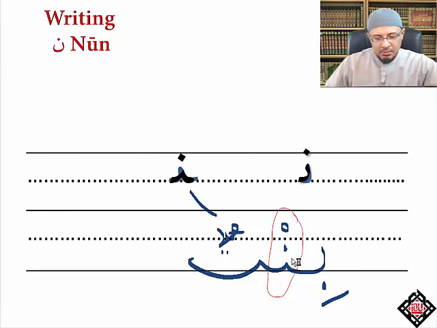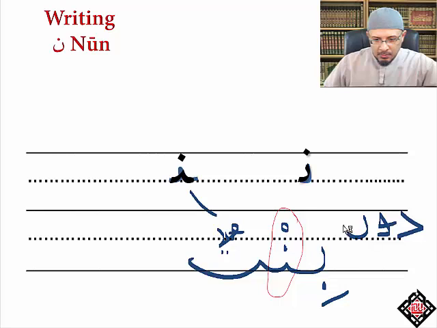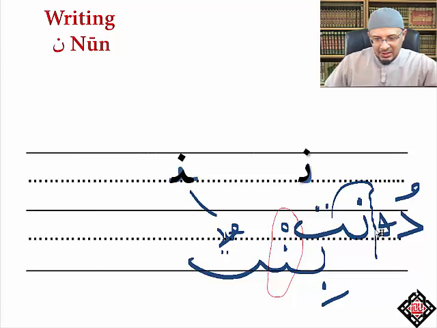So here you have the noon, medial. It's connected here and it's connected here. Now what if it were not connected? For example, you have the word, this is not a word, but I'm just trying to give you an example. You have dal, waw, noon, and ta. So here you have doon, but the vowel does not connect here to the noon. The noon is the middle letter, but it's not connected because of the vowel. The vowel cannot connect afterwards.